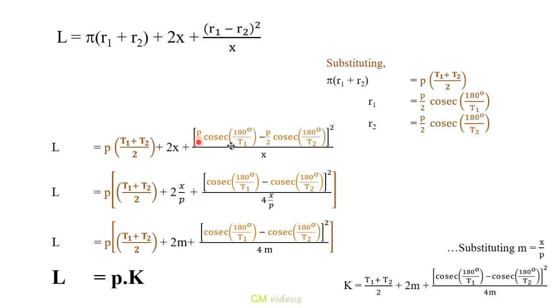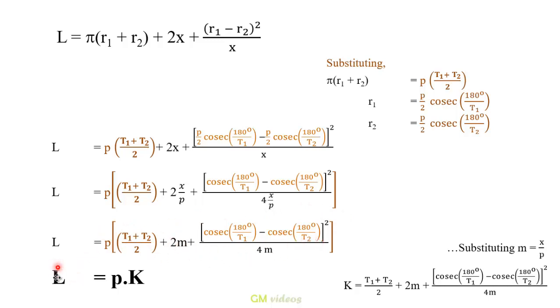let us take 1 by 2 common from this term and from this term outside the bracket. Please note this is in a square bracket, so when it comes out it would be 1 by 4. I am taking this 4 to the denominator, so it would be 4 over here, and replacing x by p with a new term m, then I can write L is equal to p into this complete term in the bracket.